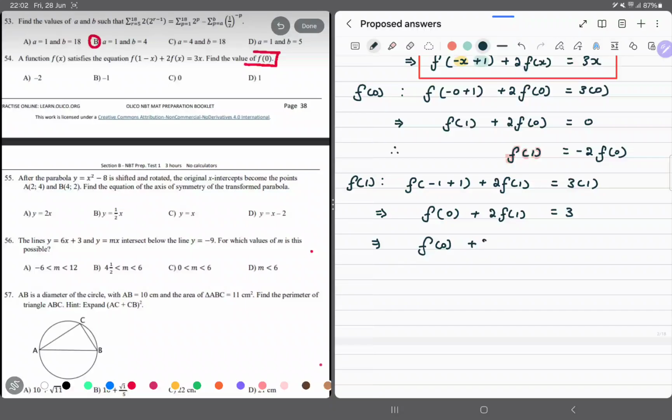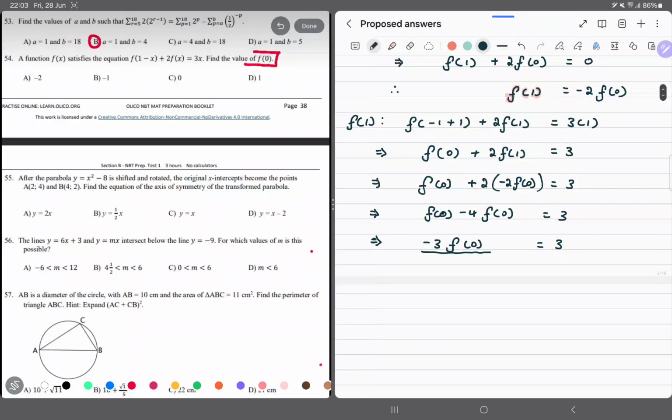So this is going to be plus 2 into minus 2 times f of 0 is equal to 3. f of 0, this becomes minus 4 times f of 0, and these are effectively like terms. Now 1f of 0 minus 4f of 0, it's minus 3f of 0 is equal to 3.